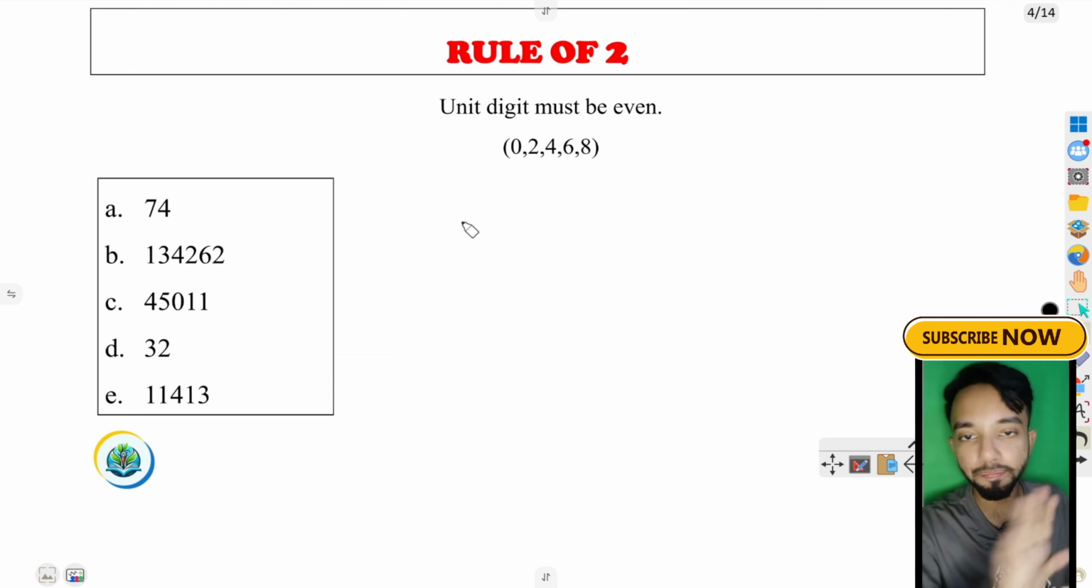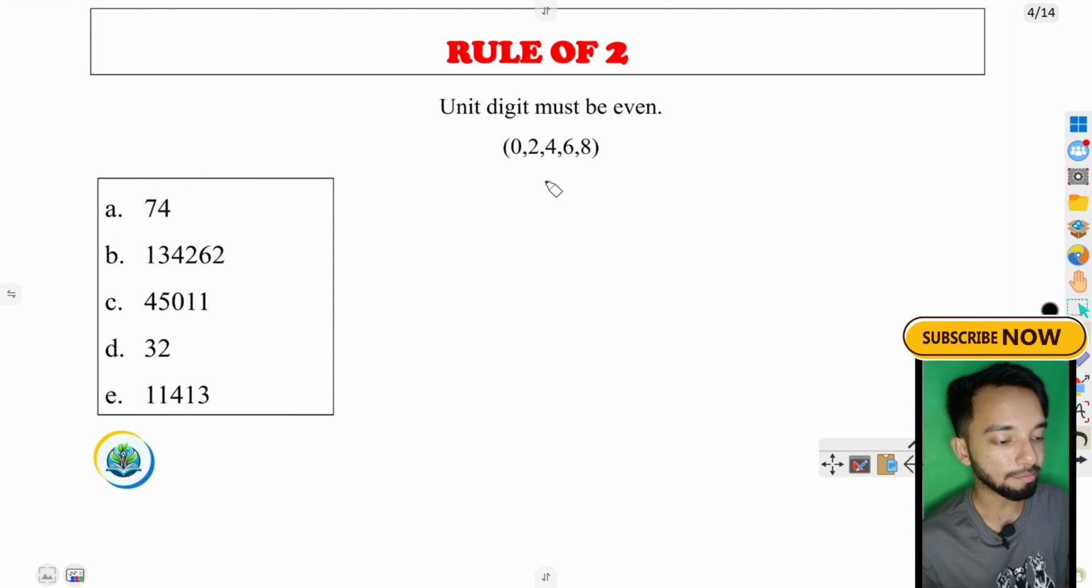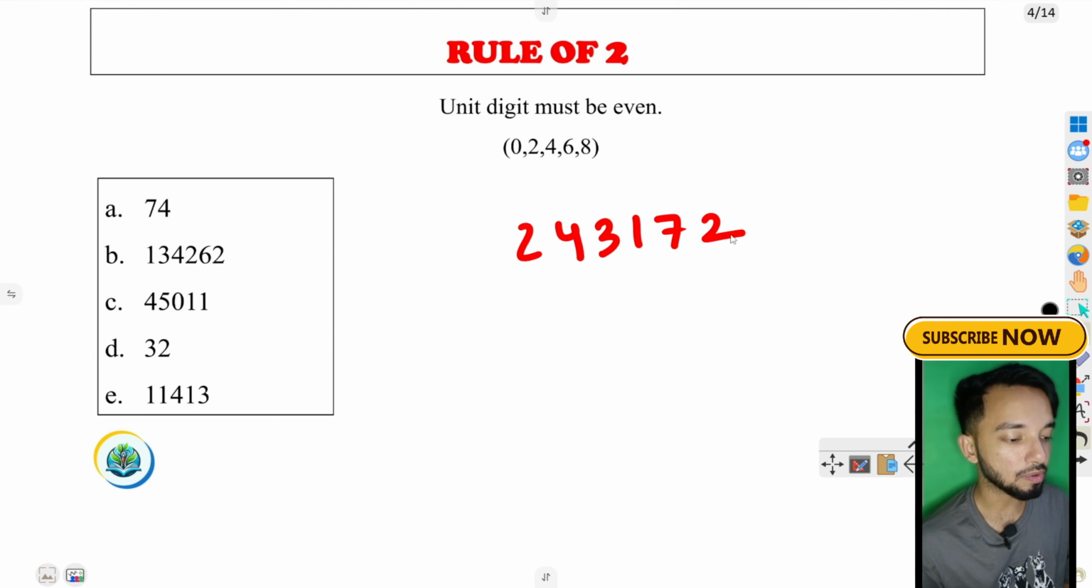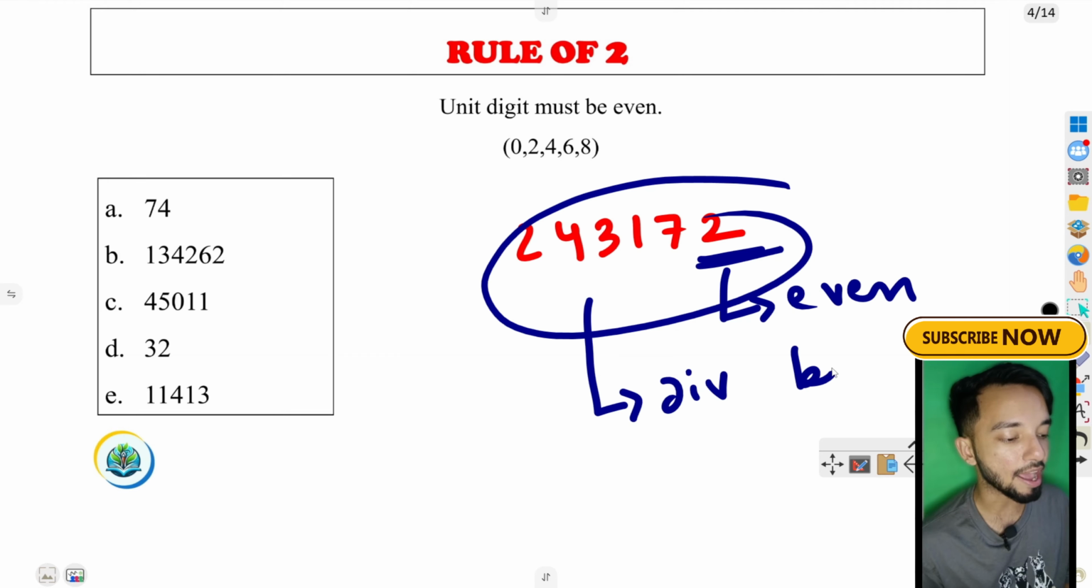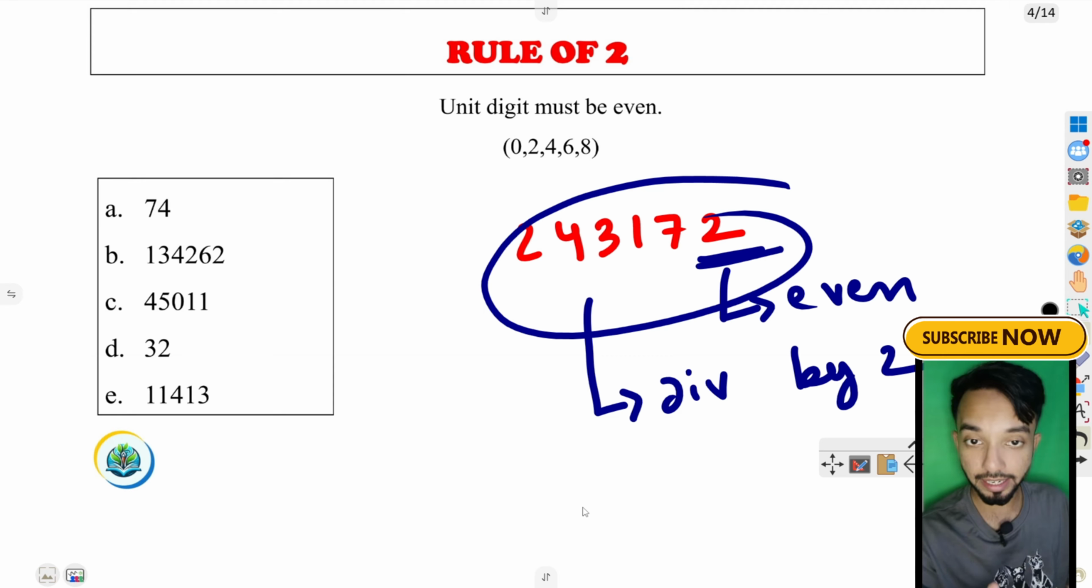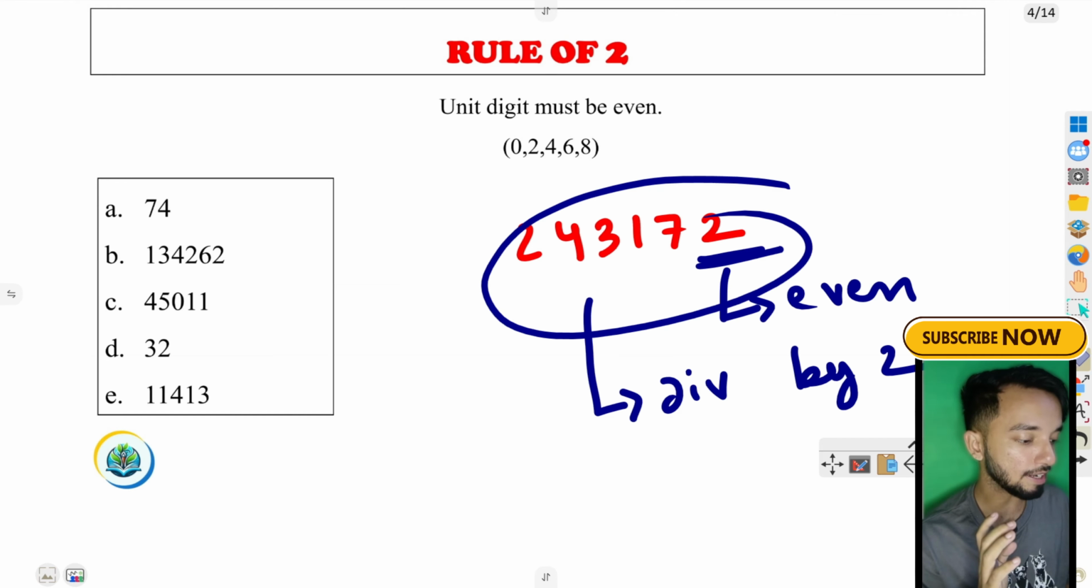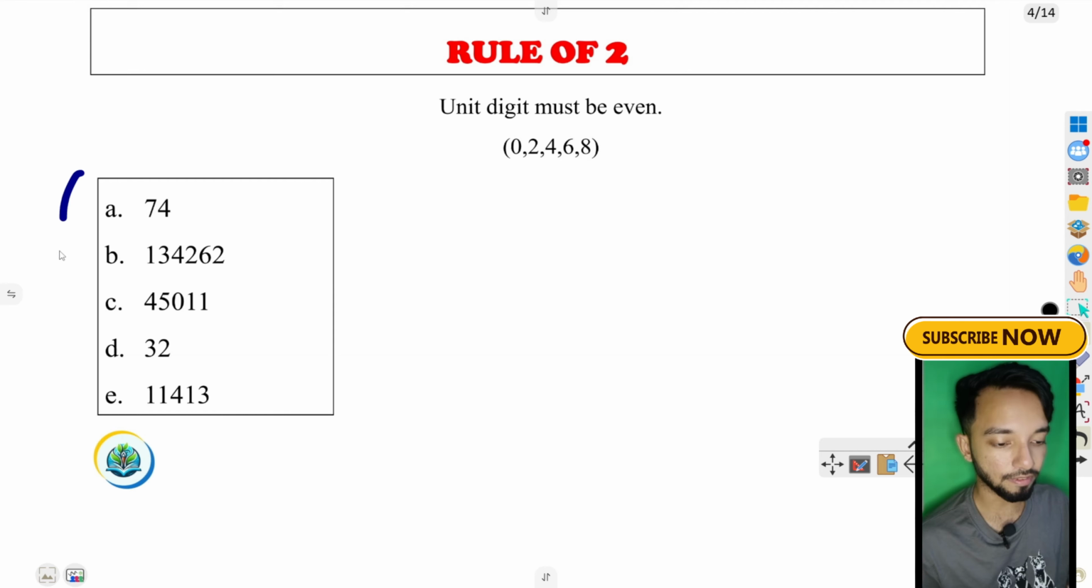Let us take another example. Suppose I have a big number, 243,172. It's a big number, but 2 doesn't care. 2 only cares about the unit place. This unit place is an even number, right? So this whole number will be divisible by 2. Is this clear?